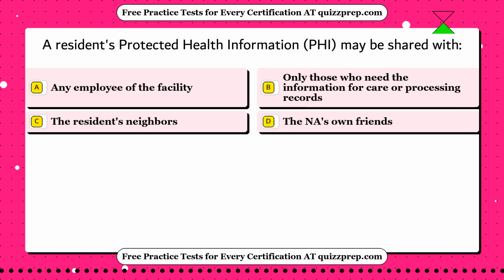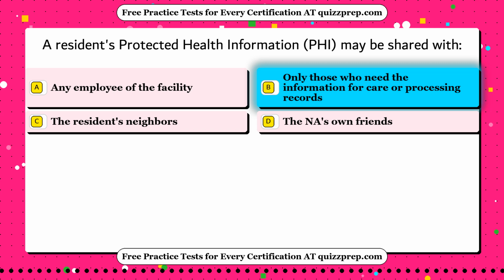Question 97. A resident's protected health information, PHI, may be shared with option A, any employee of the facility, option B, only those who need the information for care or processing records, option C, the resident's neighbors, option D, the NNAAP's own friends.